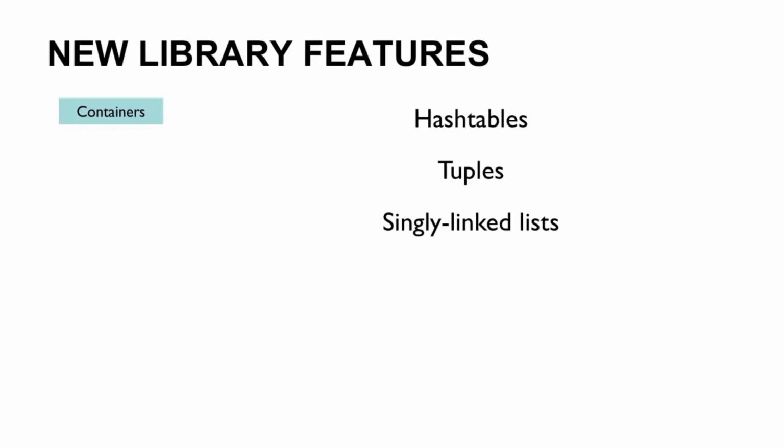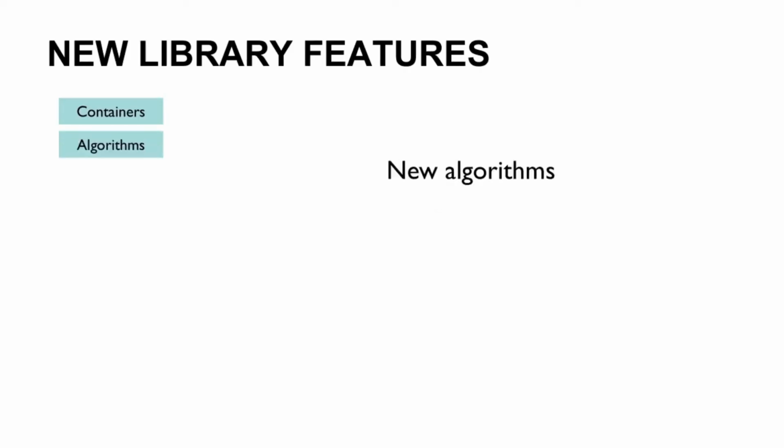A number of new features have been added to the standard library as well. A number of new containers, including hash tables, tuples, singly linked lists, and fixed size arrays. That last one is interesting because it is a wrapper for a built-in array that allows arrays to support all the standard container operations. A number of new algorithms have been added as well, such as all_of and any_of to check a predicate against values in a range, copy_if, move, is_sorted, and various others.